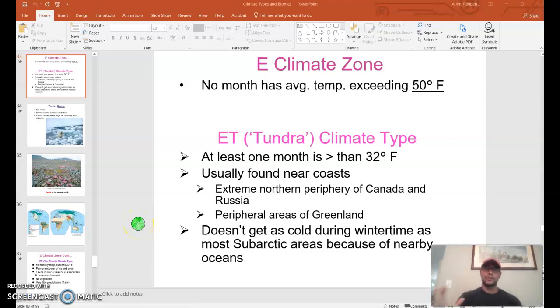Alright, so in this video, let's look at the E climate zone as well as the H standalone climate type. Within the E climate zone, we have two specific climate types, tundra and ice cap.